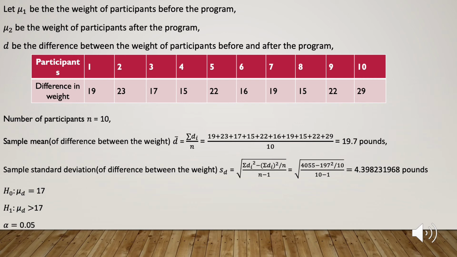Next, we have the null hypothesis H0 of the difference of mu1 and mu2, which is mu_d equals 17. And the alternative hypothesis H1 is mu_d larger than 17. Also, we have alpha, the level of significance, equals 0.05.